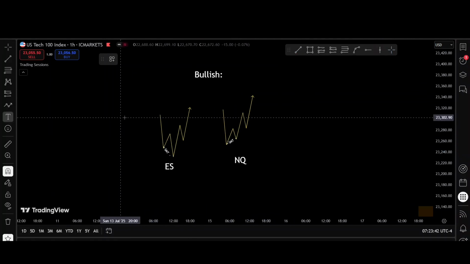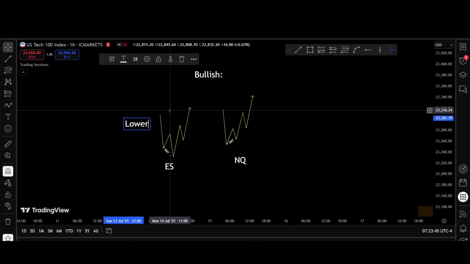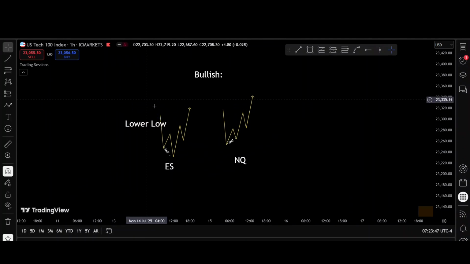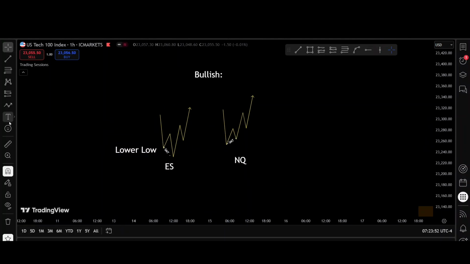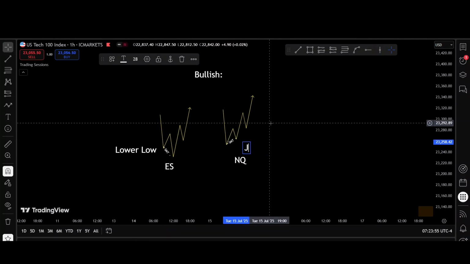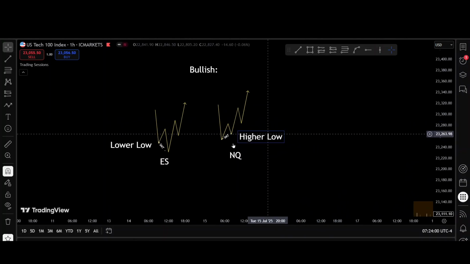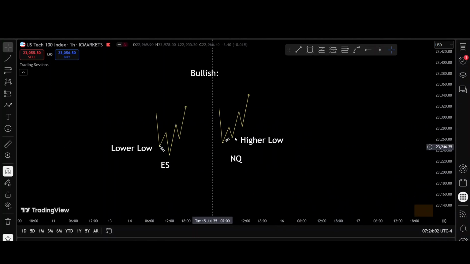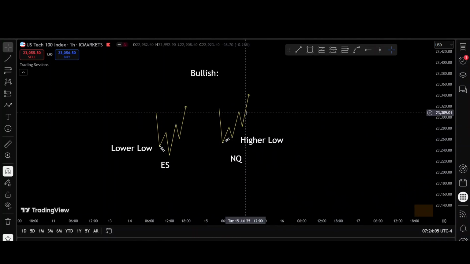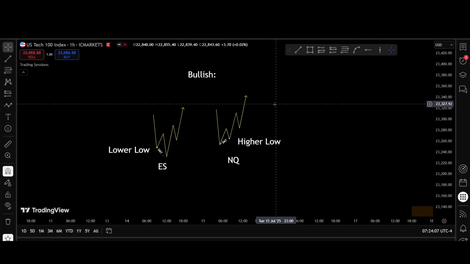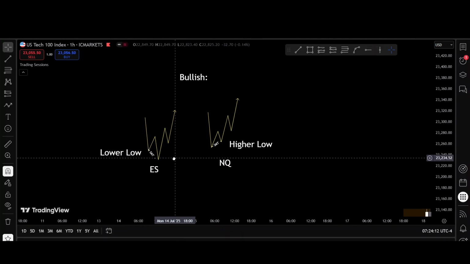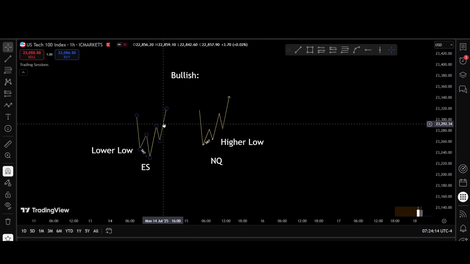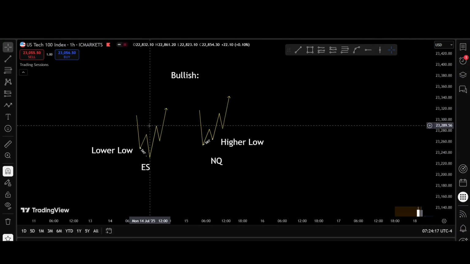So here, lower low. And right here, we made a higher low. This way, ES is the lagging index because NQ has already changed direction to being bullish, while ES sweeps this low and made a lower low. From there, you can take trades off the SMTs.